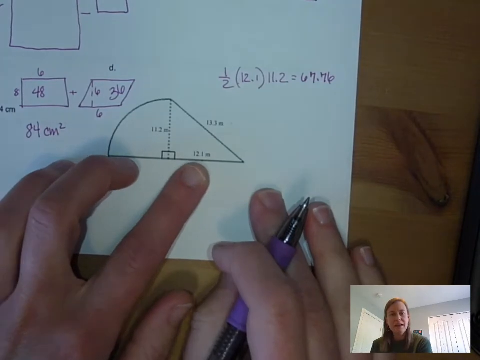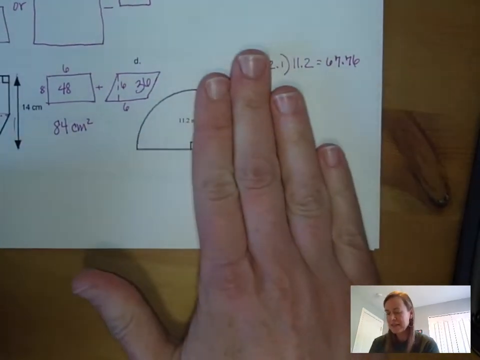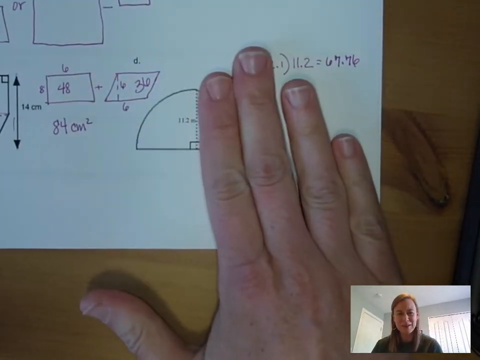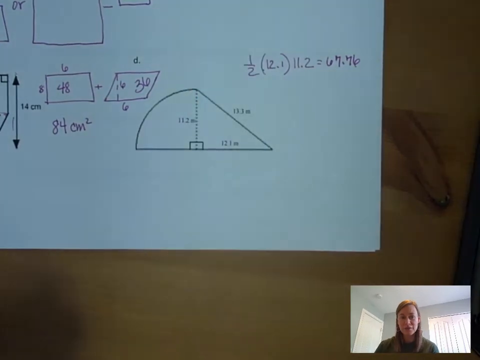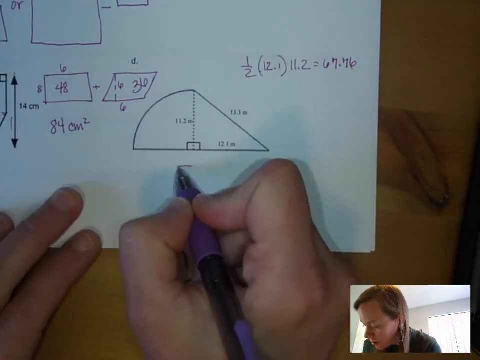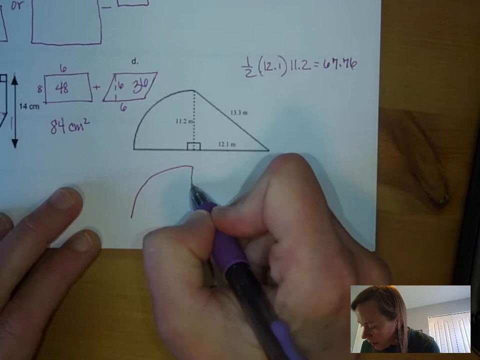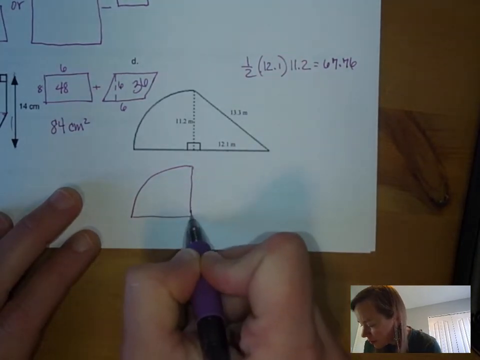Okay, now let's figure out the other side. Now what does that look like? It looks like part of a circle, right? Is it a semicircle? No, because that would just be half a circle, right? This isn't half a circle, this is a fourth of a circle. We've got it just going this far. And how do we know it's exactly a fourth of a circle?